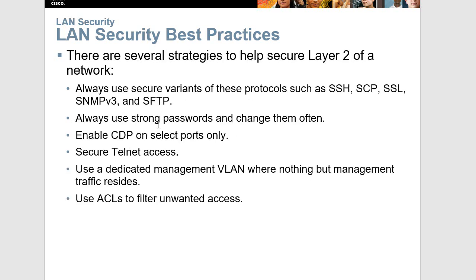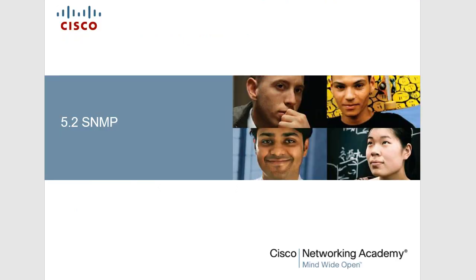Okay, and we'll move on from there. Some best strategies to help secure Layer 2: SSH, SCP, SSL, SNMP, which is what we're going to get into, the Simple Network Management Protocol. Always use strong passwords. We talked about Cisco Discovery Protocol, securing telnet access. We should probably just use SSH instead. Use a dedicated management VLAN, where nothing but management traffic resides. We talked about that when we were setting up VLANs. Use access control lists to filter unwanted traffic. And then we're going to talk about the Simple Network Management Protocol.